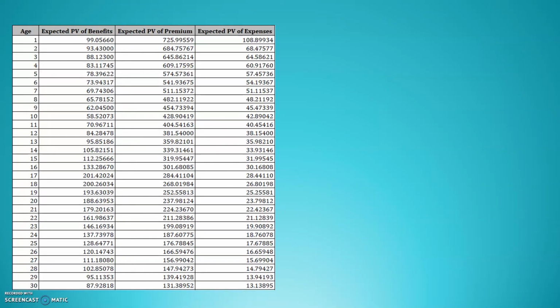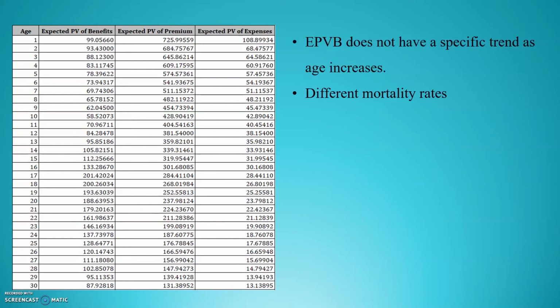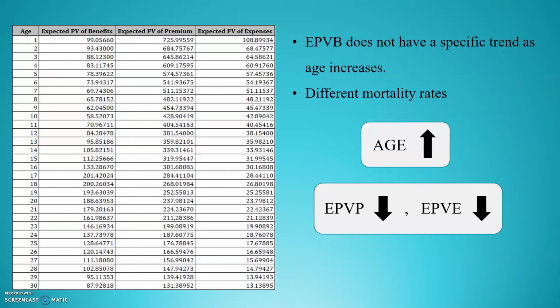As you can see, the expected present value of benefits does not have a specific trend when the age increases. It goes up and down based on the mortality rates. However, the expected present value of premiums and expenses decreases as age increases.